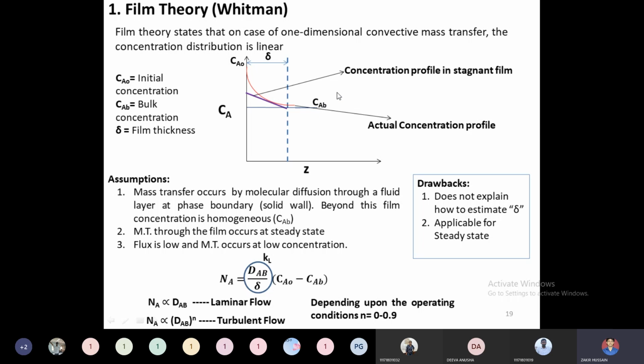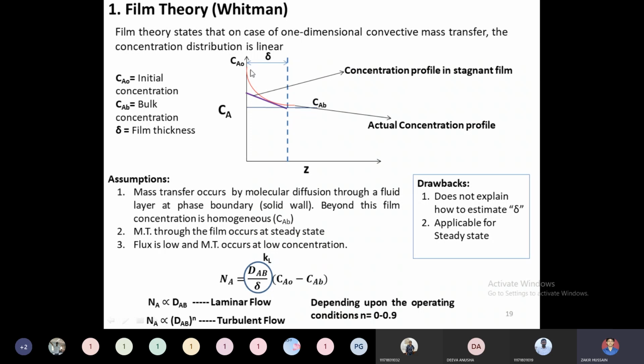Whatever NH3 is transferred to the liquid phase remains the same throughout this region. The red curve I have shown here is the actual concentration profile. If this film is stagnant, the same film is maintained throughout the mass transfer operation, then we can consider the concentration profile as linear, not a curve, a straight line. So this is the concentration profile in a stagnant film.